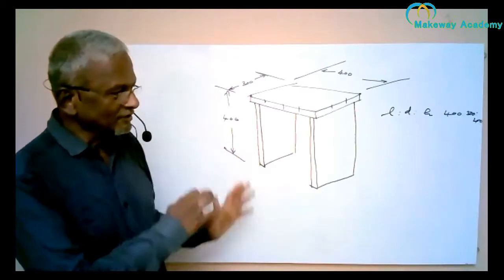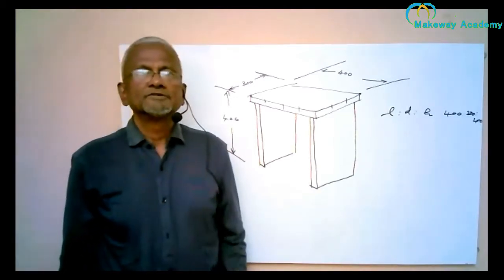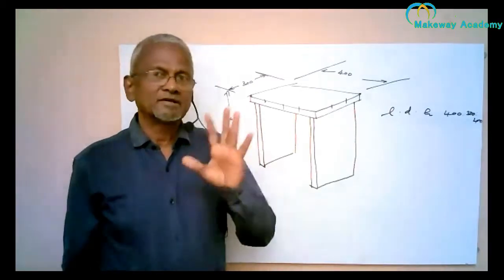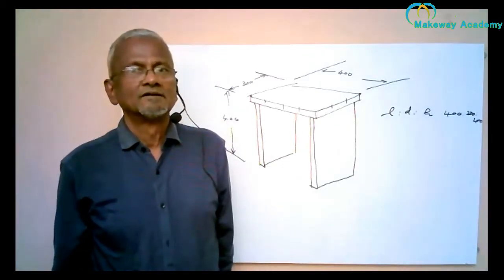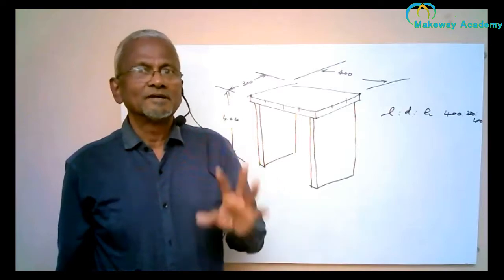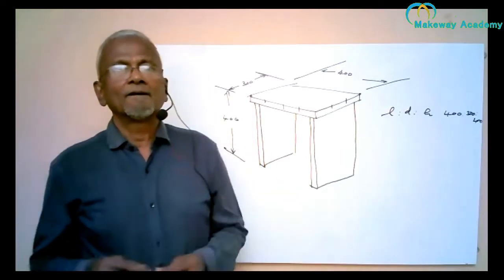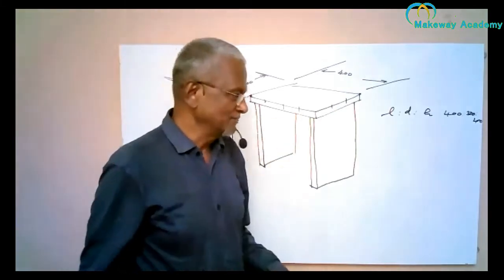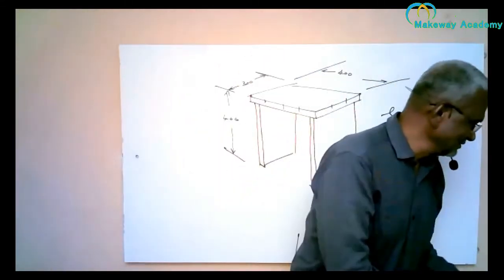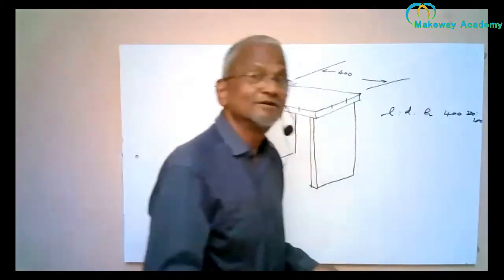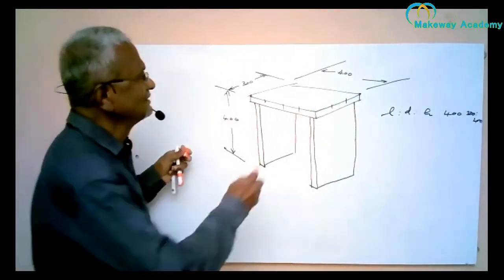This drawing is built on three main axes. Those three main axes are called isometric axes, and they are 120 degrees apart. So let me use a different color pen and show the axes.